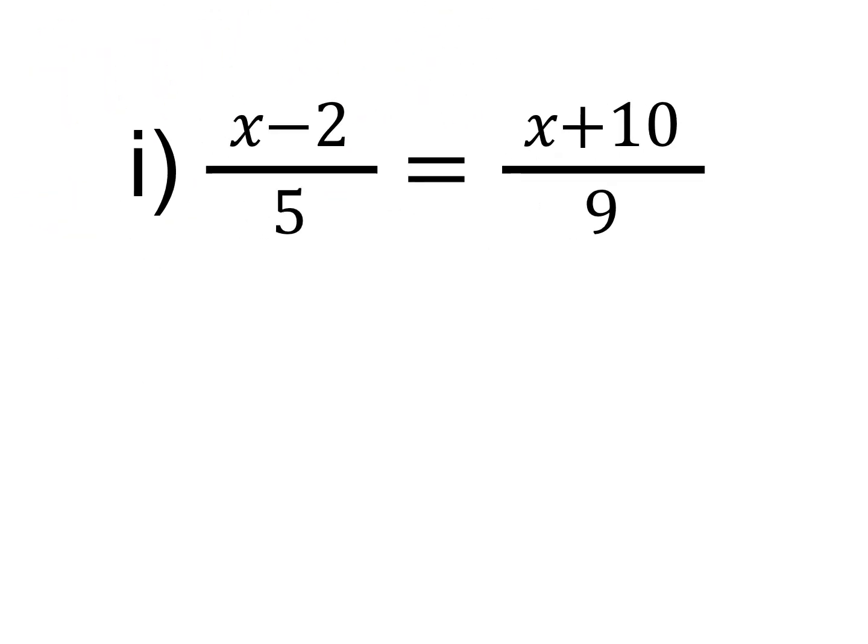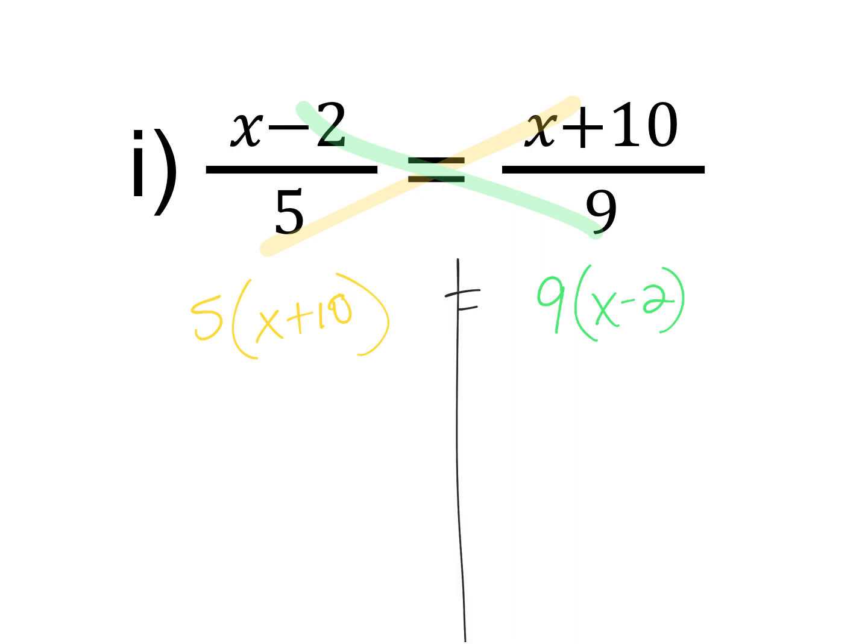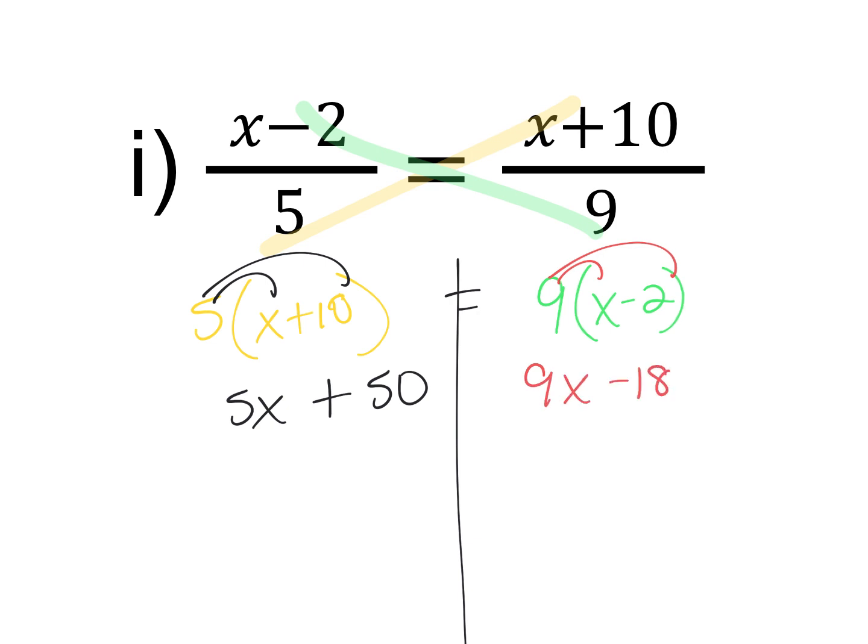Okay, now we're getting crazy. I'm giving you two binomials, which is fine. It's the same exact thing. But we're just going to have more than one set of parentheses, which is fine. So we've got 9 times x minus 2 over on the right side. You could put it on the left too. It really doesn't matter. And then 5 times x plus 10 on the other side. All right, let's solve this. We're going to distribute on both sides. 5 times x is 5x. 5 times 10 is positive 50. And let's go ahead and distribute over here. 9 times x is 9x. 9 times negative 2 would be negative 18.